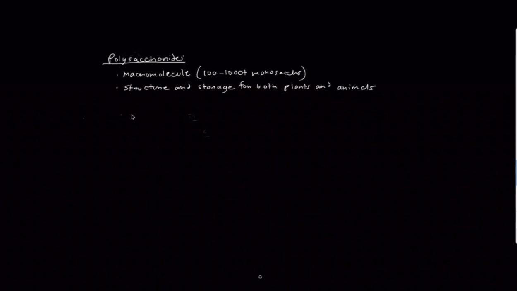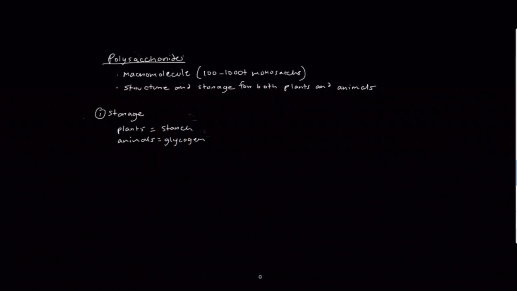So first, let's talk about storage polysaccharides. Storage polysaccharides essentially are used and hydrolyzed, or broken down, whenever plants or animals need sugar. So in plants, this storage polysaccharide is known as starch. For animals, this type of storage polysaccharide is known as glycogen, and glycogen is found usually in the liver or muscle cells of the human body.